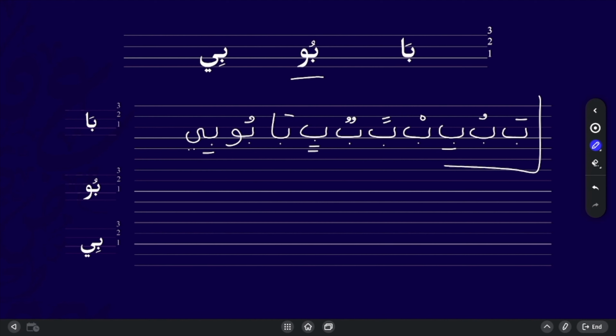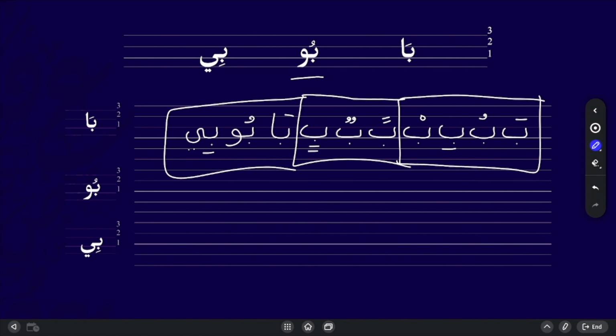The short vowels, the short basic vowels, then the short nasalized vowels, then the long vowels. And you can use these vowels with any consonant. Let's say kha. So kha, khu, khi, khan, khun, khin, kha, khu, and khi.